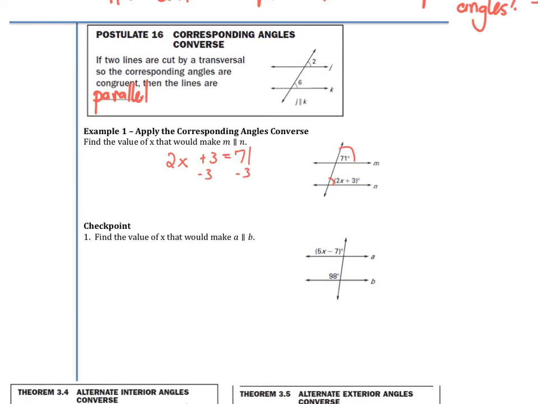So we have to cancel out a plus 3, so we subtract 3. So 2 times x equals 68. We divide by 2 to get x equals 34. So for those lines to be parallel, x would have to be 34.